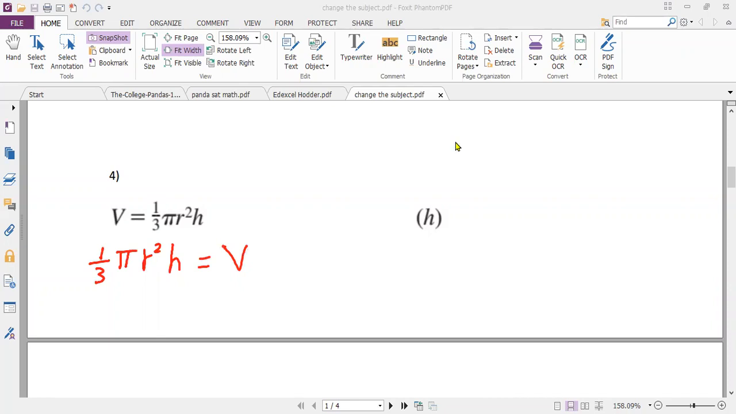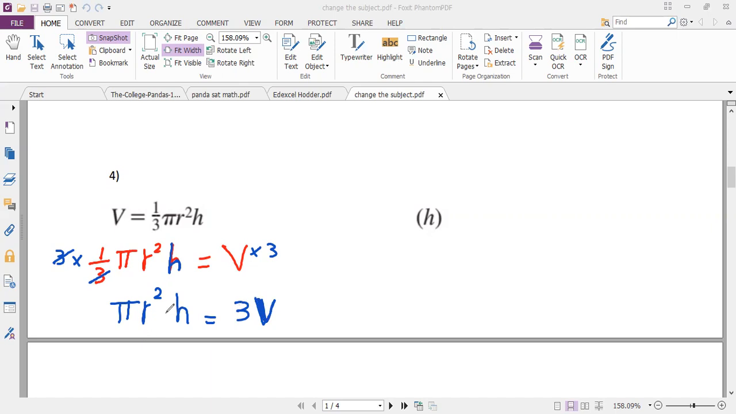So how can we make H stand alone on this side? Firstly, I want to get rid of 1/3. We can get rid of it if we multiply both sides by 3. So cancel 3 and 3. You end up with pi R squared H, and V multiplied by 3 is 3V. Okay.